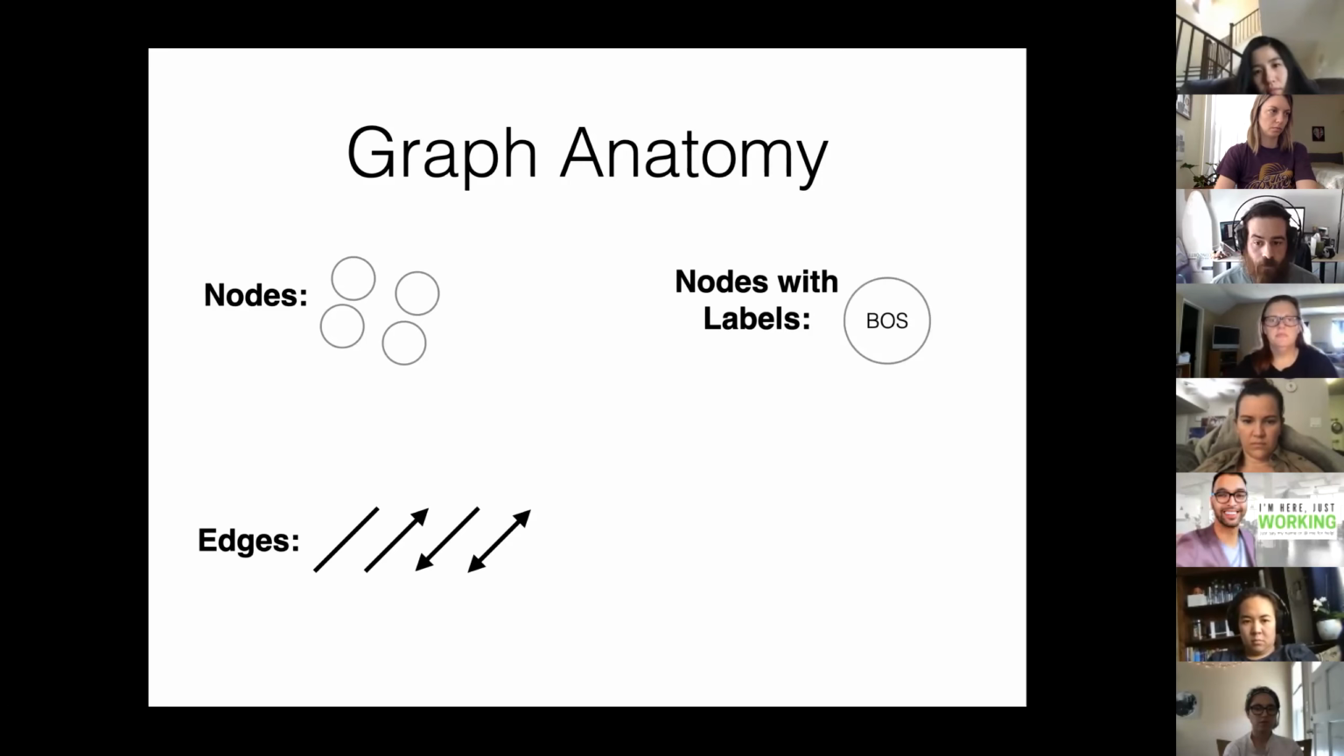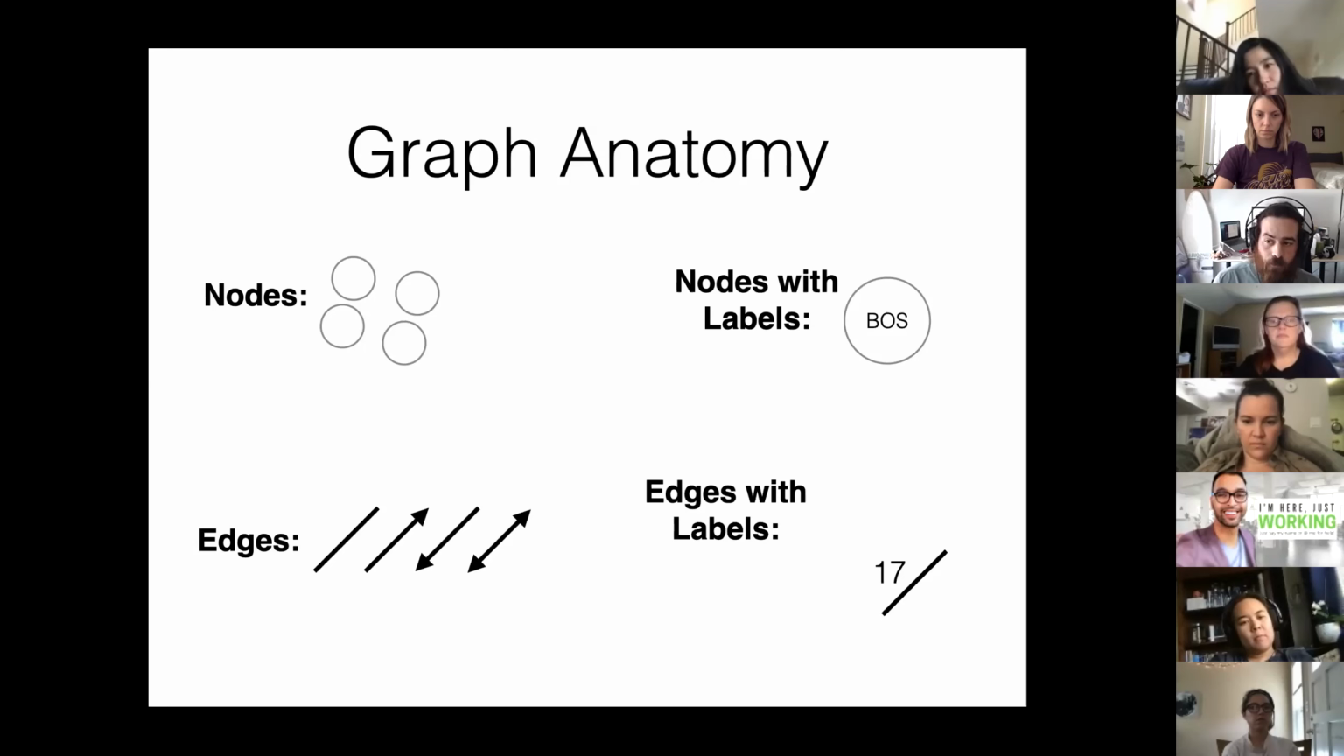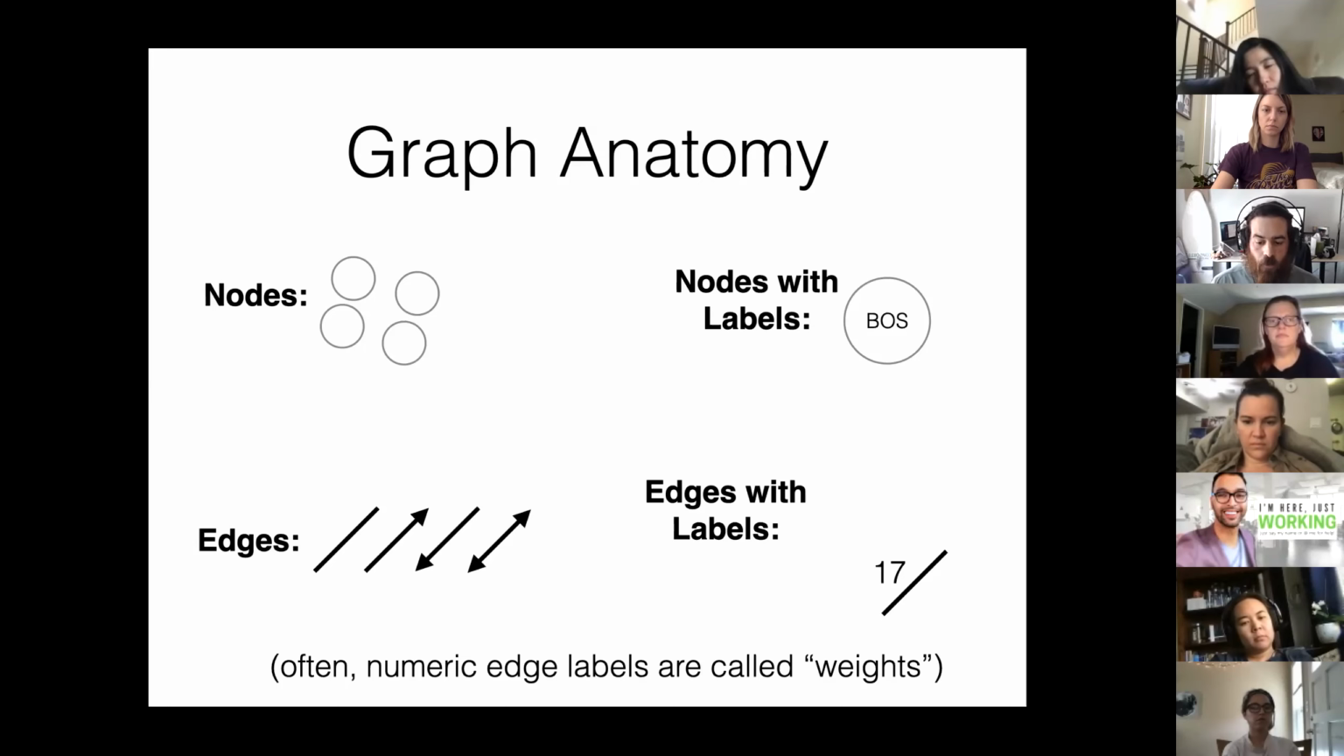Nodes can have labels. So we labeled our cities with their airport codes on the last page. And edges can also have labels. Edges can be labeled with numbers, where the edges are sometimes called weights, or they could be labeled with strings. Okay, so a sensible label for our edges on the other screen could have been cost. Like, how many dollars does it take to catch a flight from one city to another? Yeah, we could also label edges with strings, but that's not going to be super useful for this example.